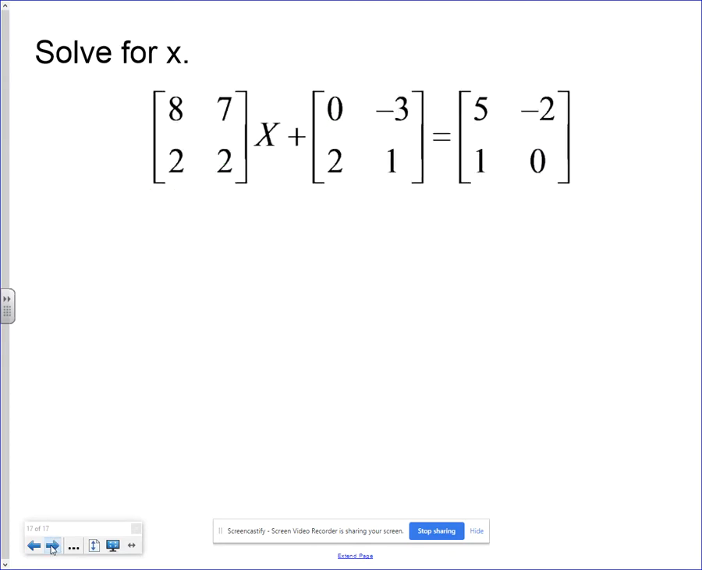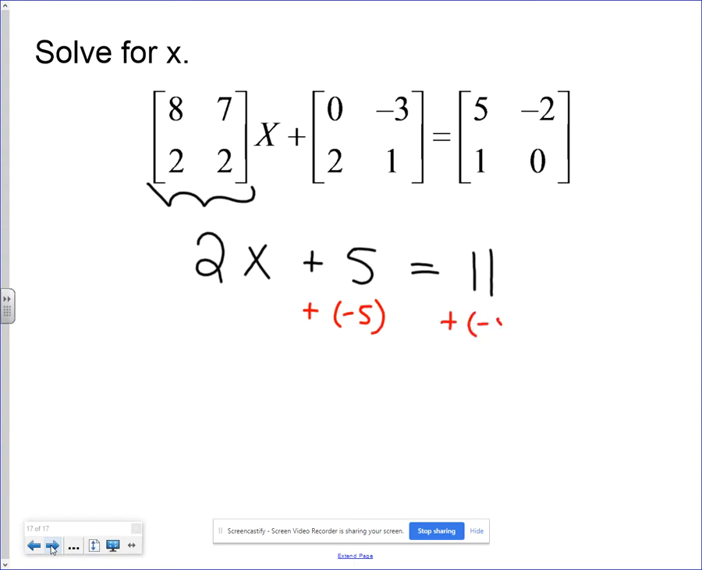All right, let's try a little more complicated one here. We want to solve for x. Again, if you don't know where to start, let's just replace these with numbers. So let's do 2x plus 5 is equal to 11. What would you do to solve this equation? Again, only use addition and multiplication. Don't use subtraction or division. So we are going to add negative 5 to both sides.